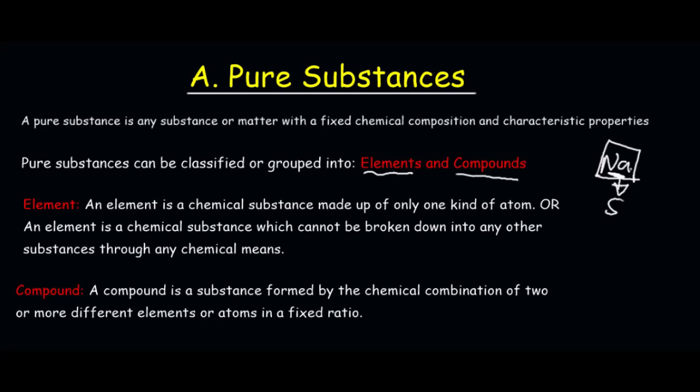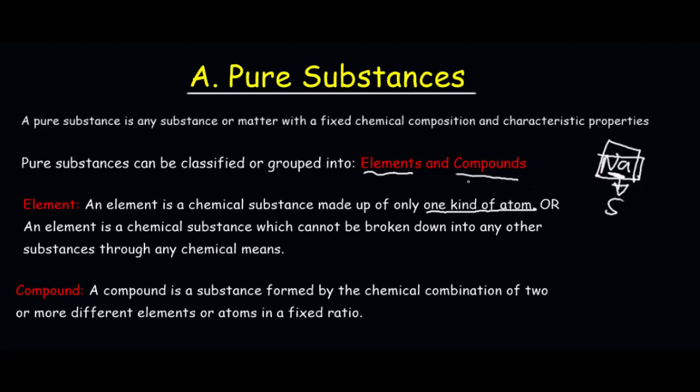So an element is simply any substance which cannot be broken down into any other substances through any chemical means. You can't use any chemical reaction to transform sodium to sulfur. It is not possible. Any element which cannot be broken down into any other substance chemically is what you call an element. One distinct feature of an element is that it is made up of only one kind of atom. You won't find any atom apart from it.